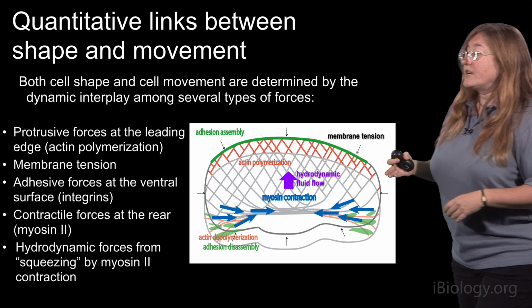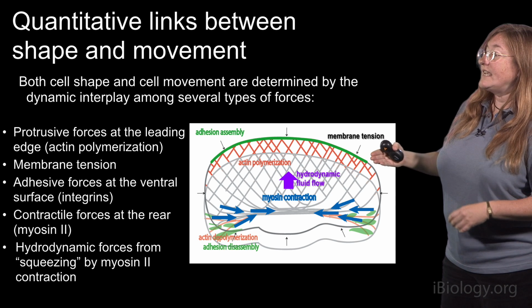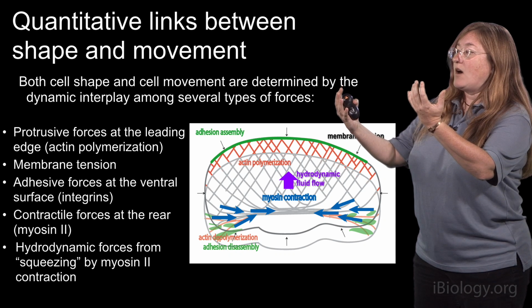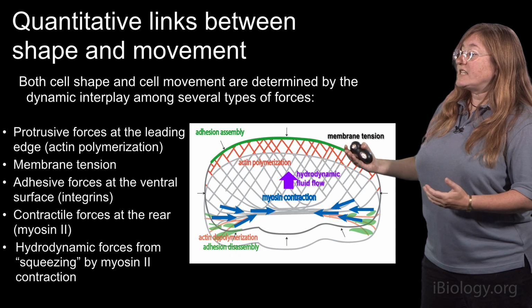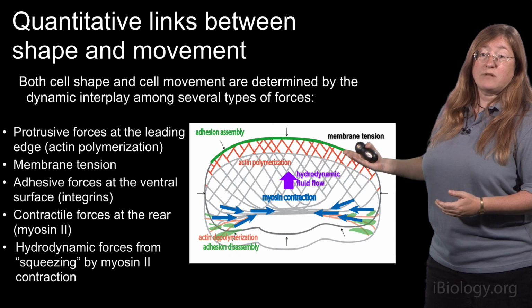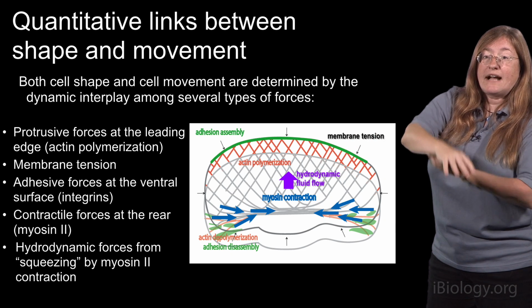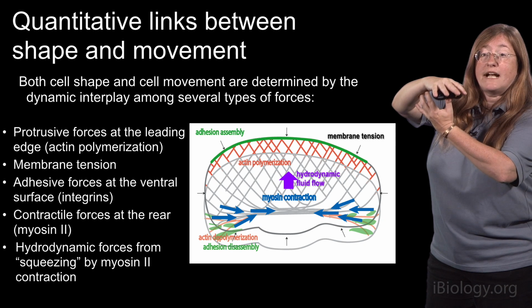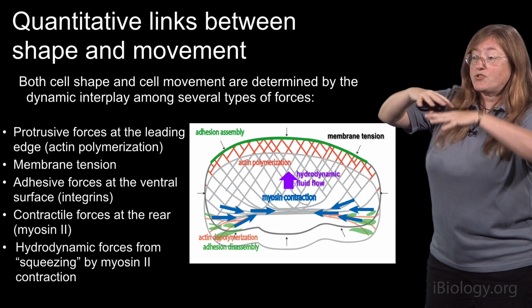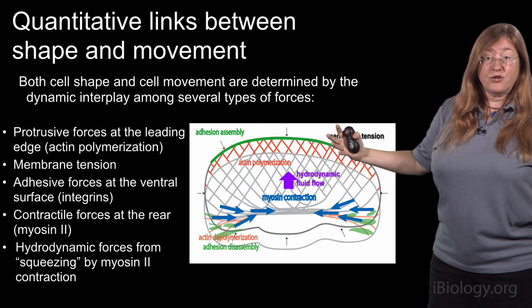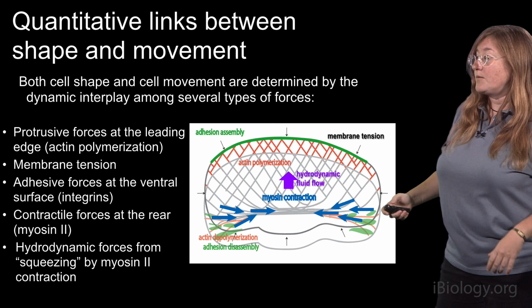And those are all illustrated here. At the leading edge, we have actin polymerization, shown in red, that pushes the membrane outward. And that polymerization is actually opposed by tension in the plane of the membrane. And that tension serves both to act as the barrier that the growth of the actin filaments pushes against, and also, in fact, helps to coordinate the motion over the entire surface of the cell, as we'll see in a little bit more detail.